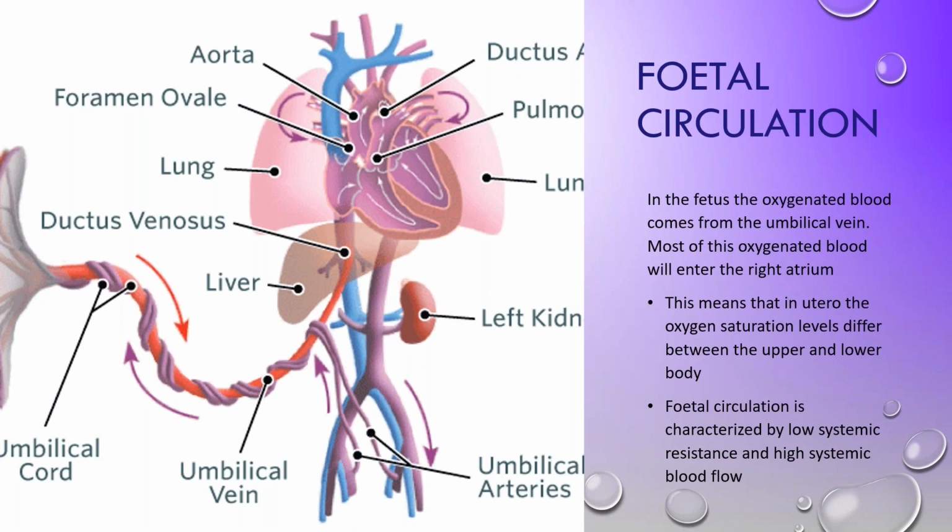So if there is a cardiac lesion or there is a diaphragmatic hernia, it does not affect the fetus till the minute the baby is born. Fetal circulation is characterized by low systemic resistance and high systemic blood flow. So there's very little resistance and there's blood flow.